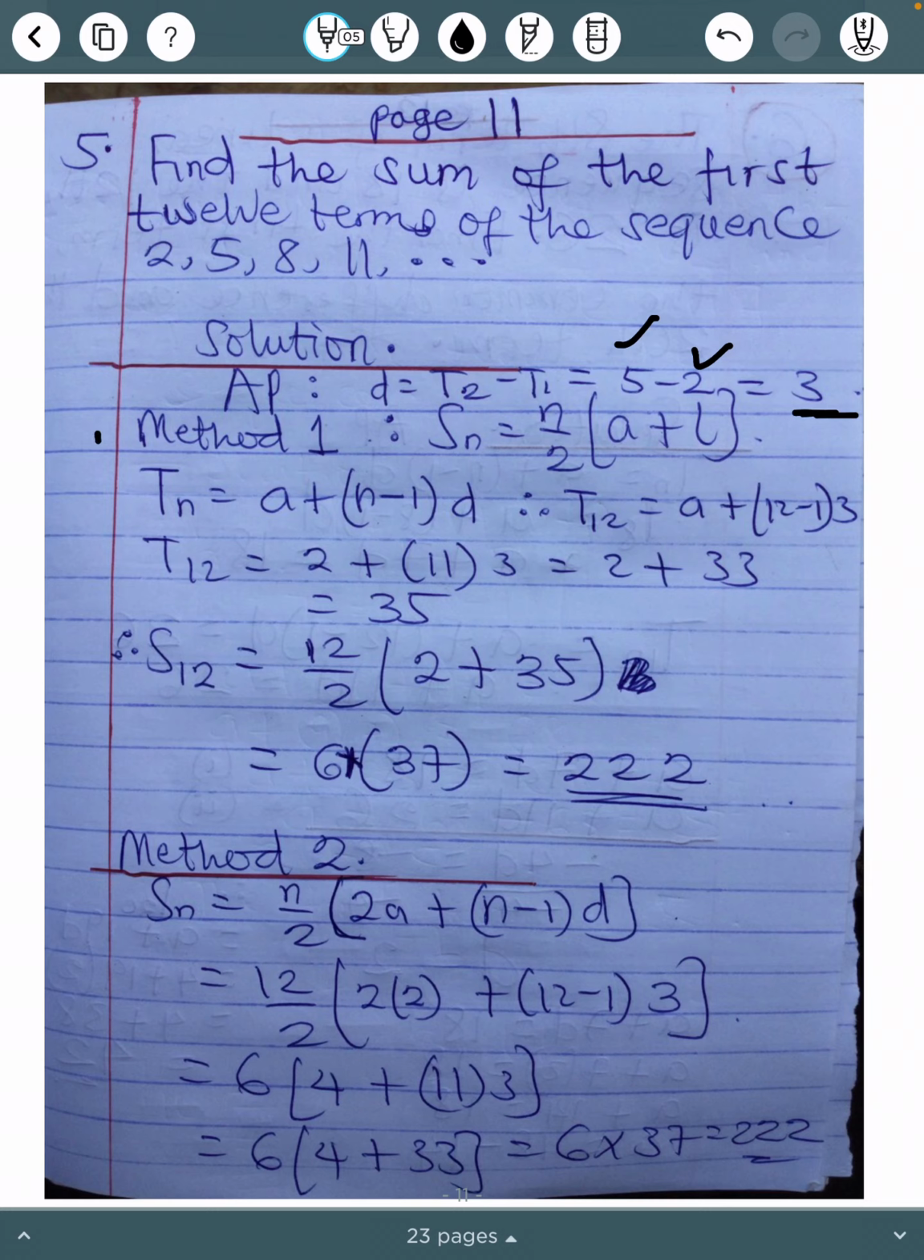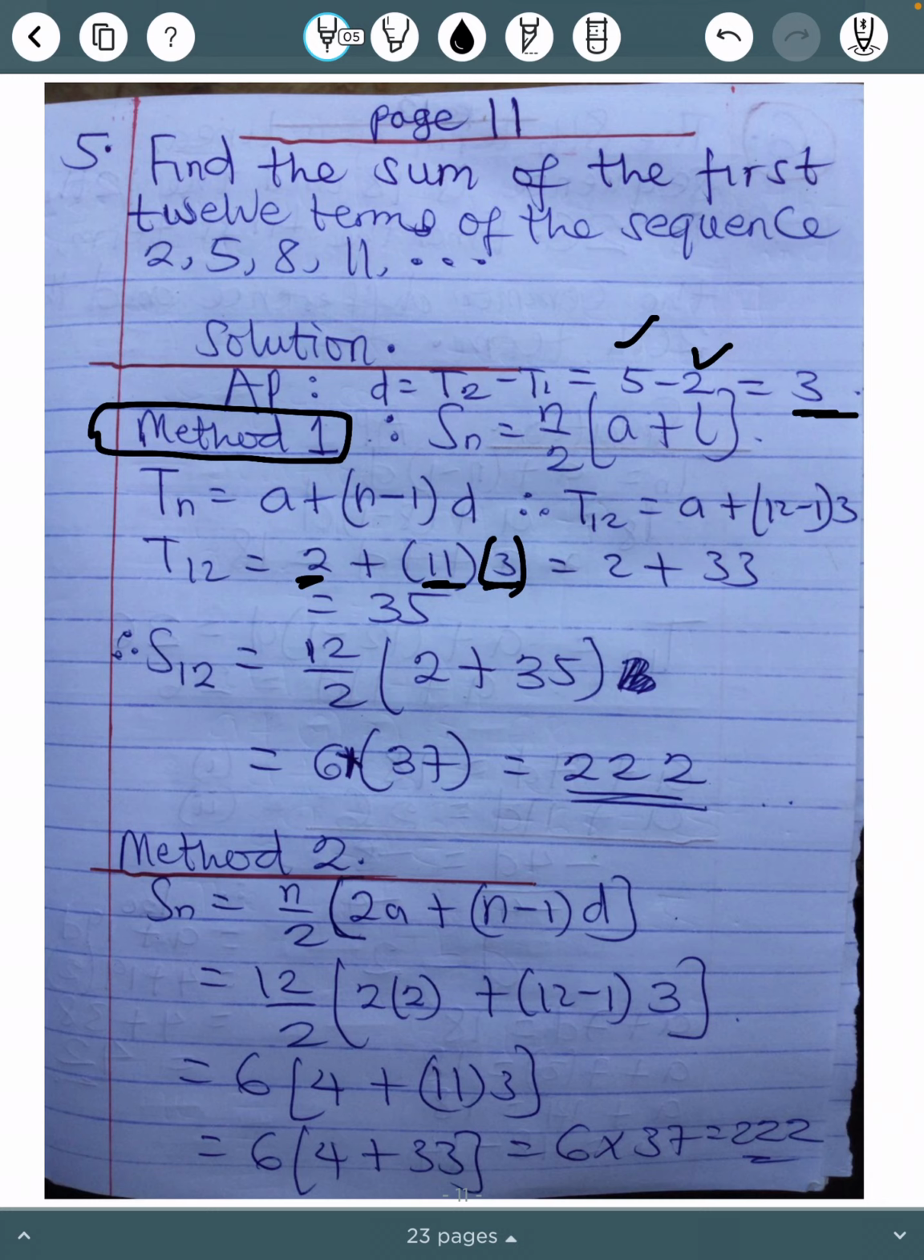This is the first method. You can easily get the 12th term. The 12th term will be a plus 12 minus 1 times 3. That will give me 2 plus 11, 12 minus 1 is 11, times 3. And that will give me 2 plus 33, 35. So my T12 is 35.